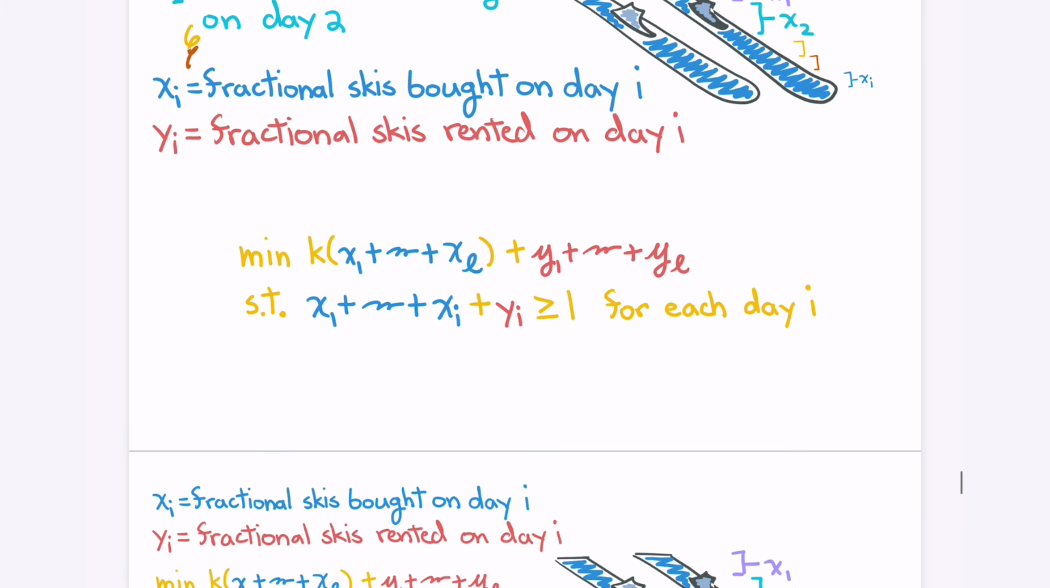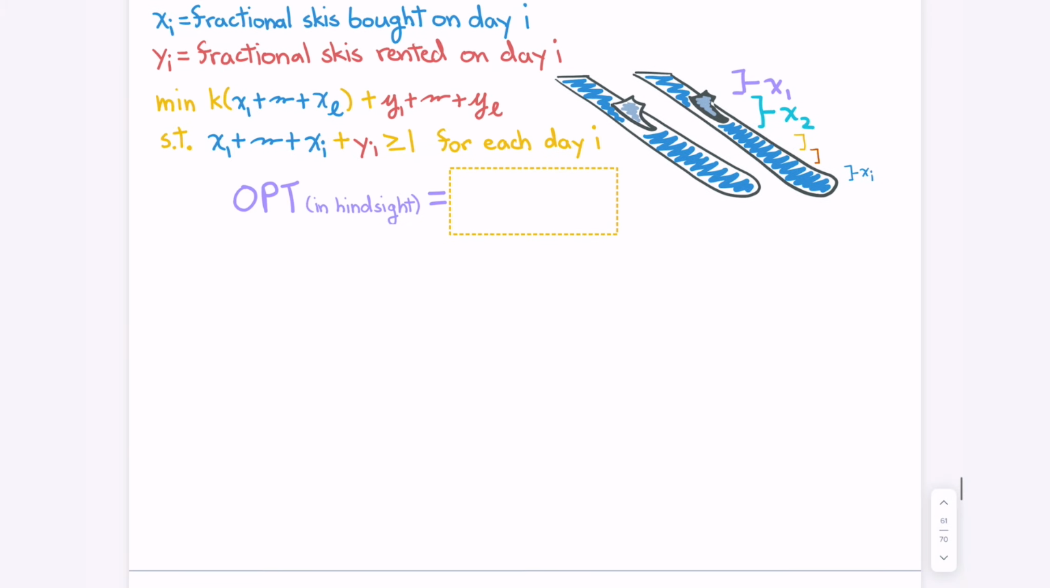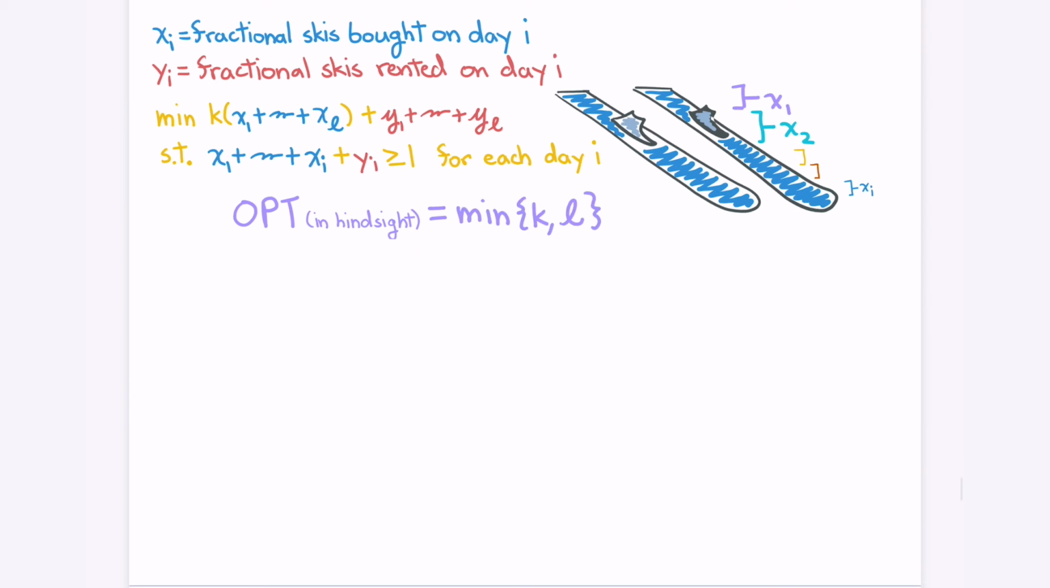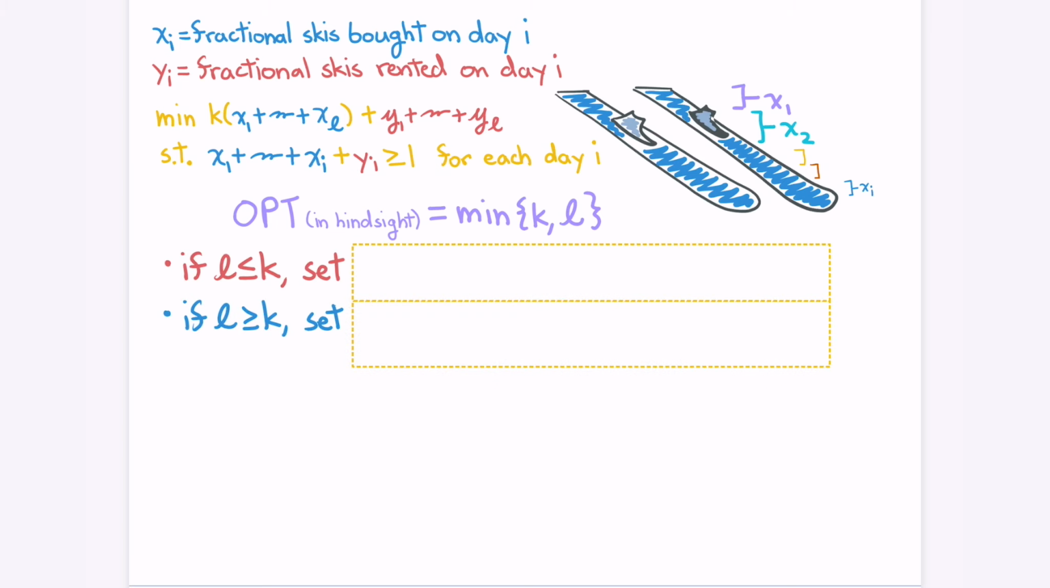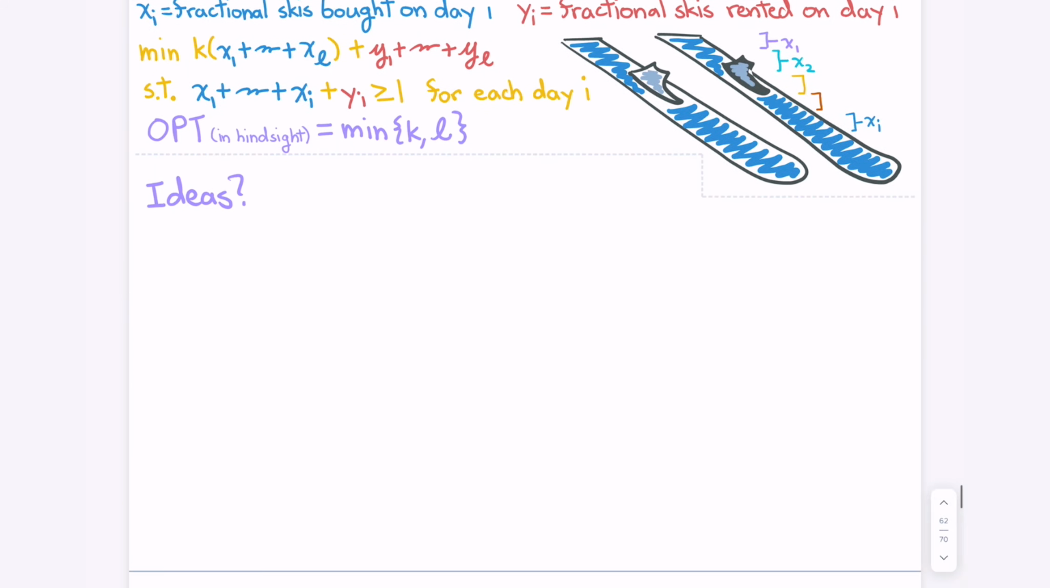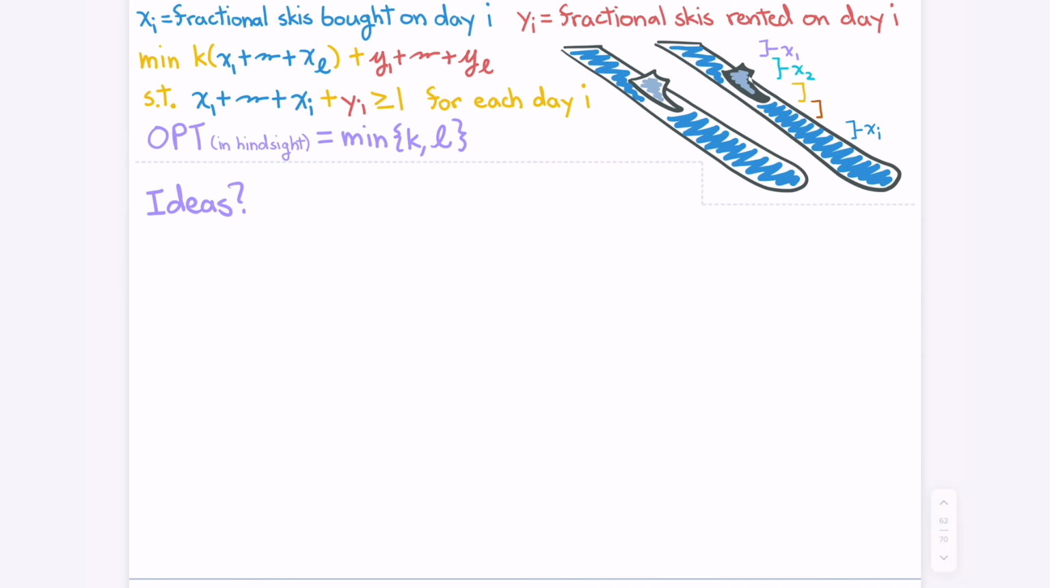Okay, so I'll stick to the punchline in the interest of time. First thing I want to point out is that OPT doesn't change. Even with the added flexibility, the best is still min of K and L. That hasn't changed. And same strategy as before. Okay, so no big deal. Or maybe I was going to give you guys a chance to guess. Anyone want to guess? Time's up.